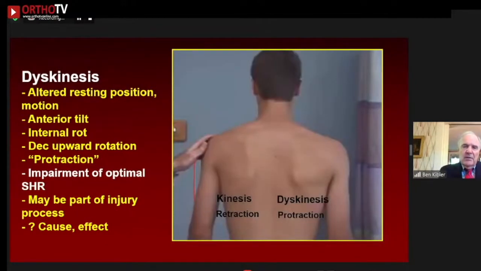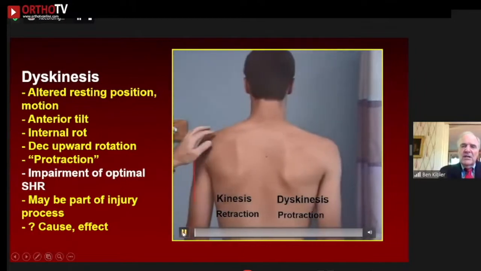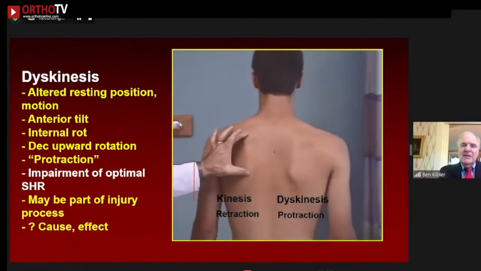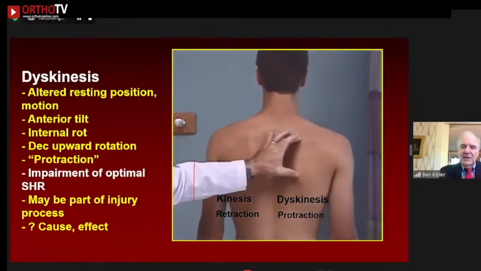This is a good example of this. This is a patient who you can see that on the left side, the scapula is of normal position, and on the right side, you can see the resting position is altered. As they move the arm, you'll see the difference between kinesis and dyskinesis.